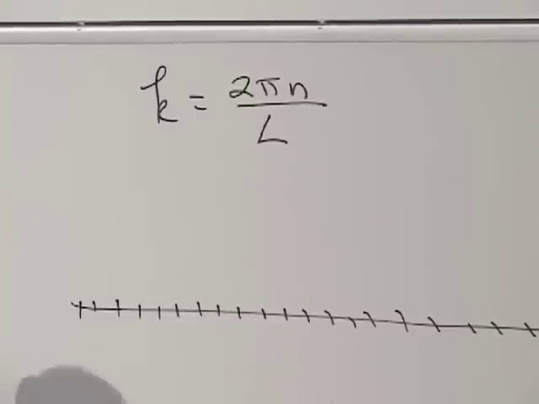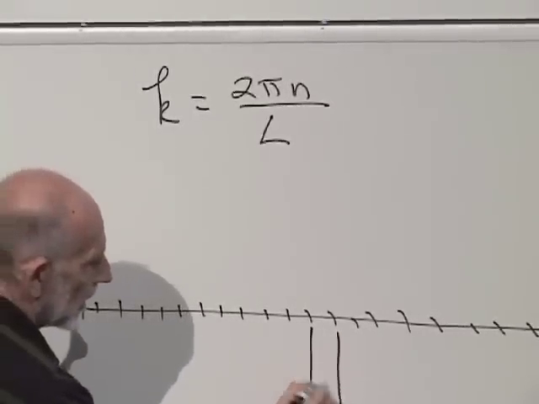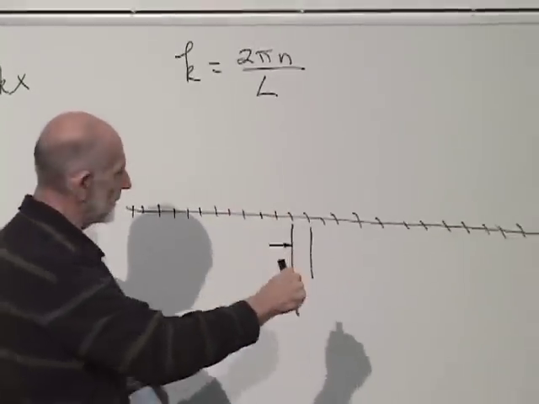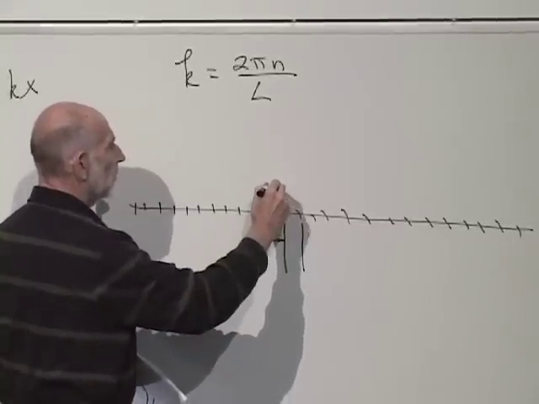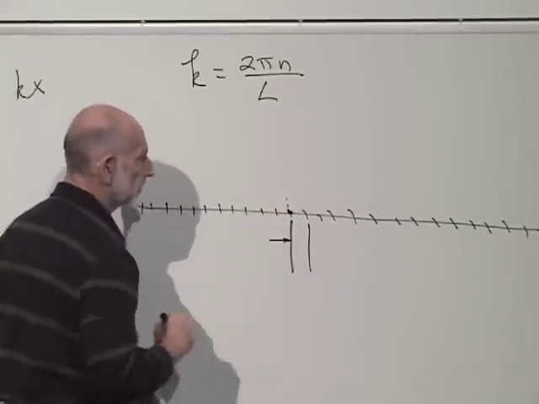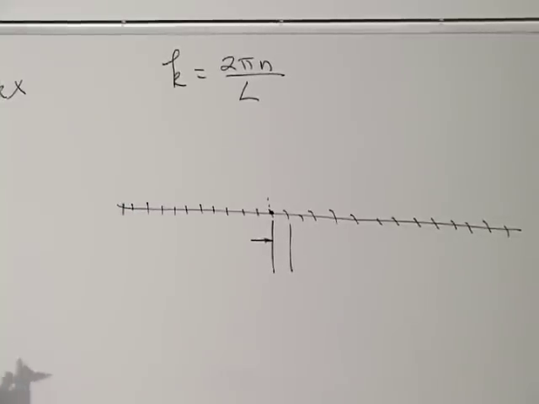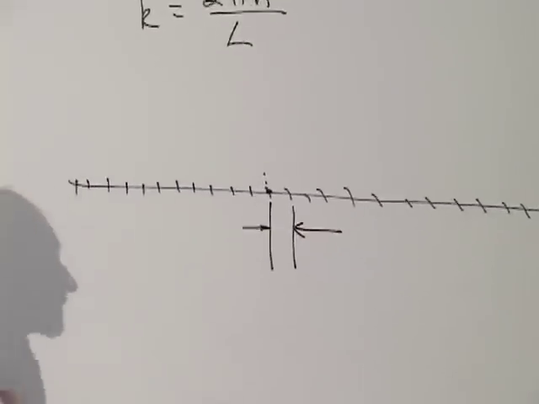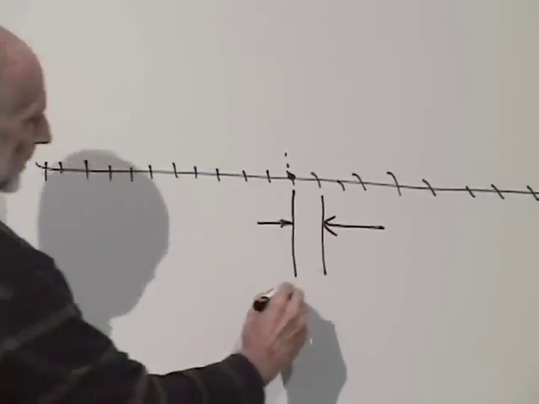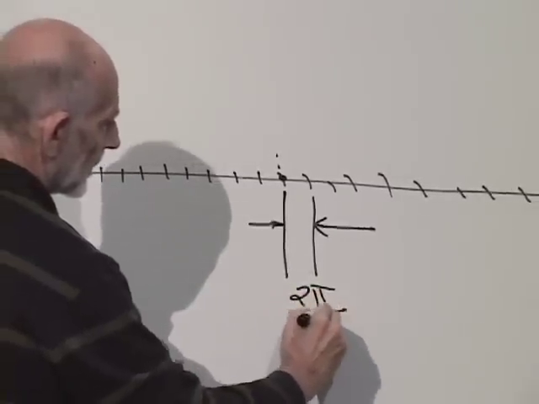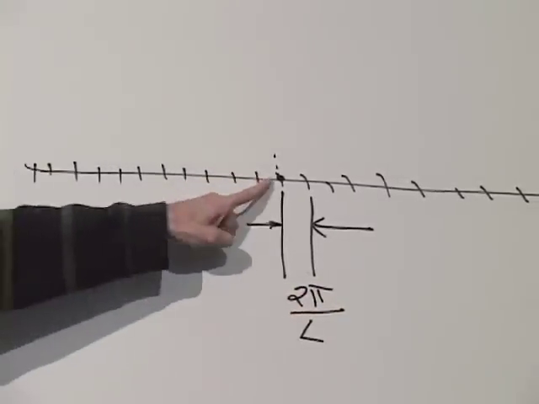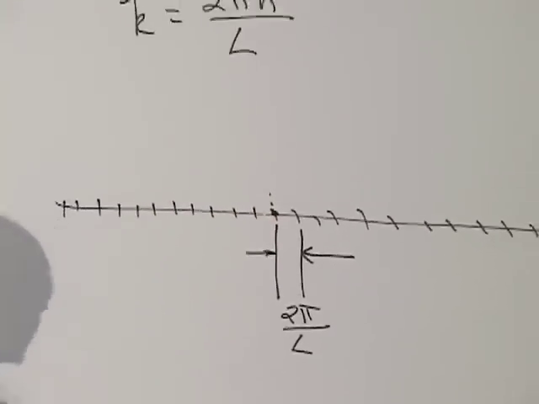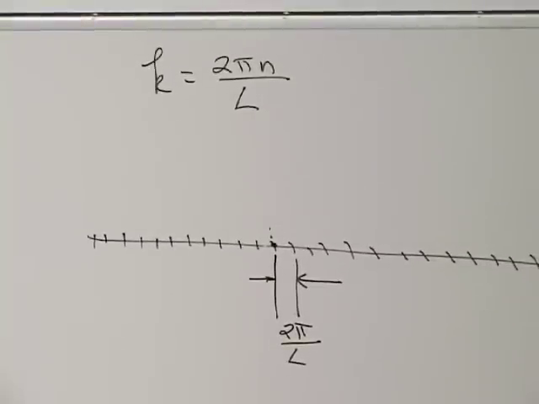Okay, so now what's the distance? Let's put k equals 0 right over here. k can be positive or negative, incidentally. Here's k equals 0. What's the interval between neighboring values of k? 2 pi over L. That's the distance from n equals 0 to n equals 1, for example.